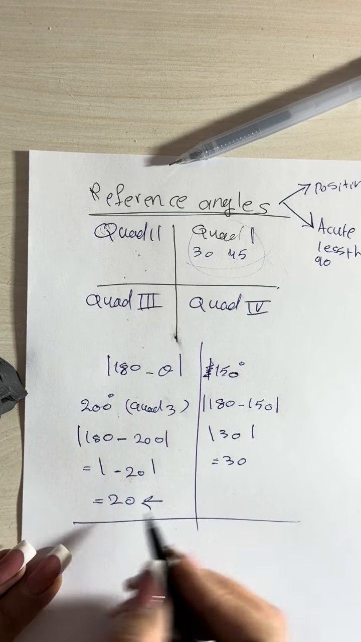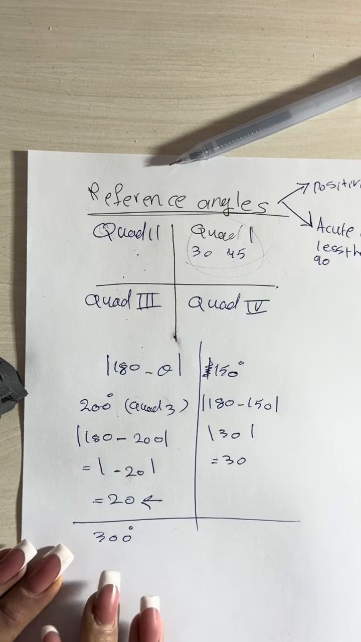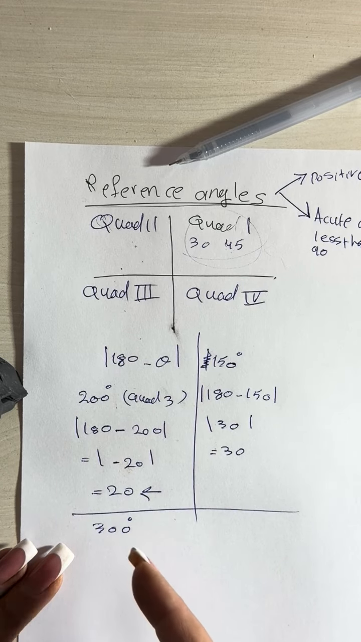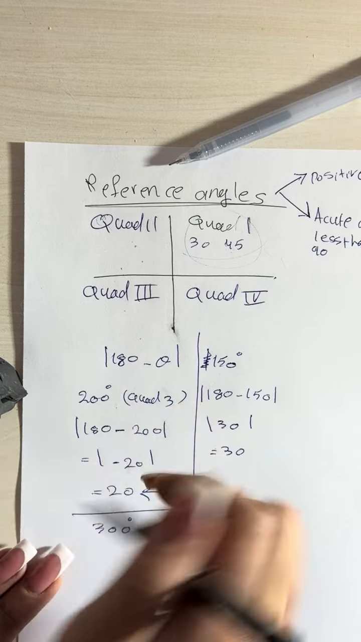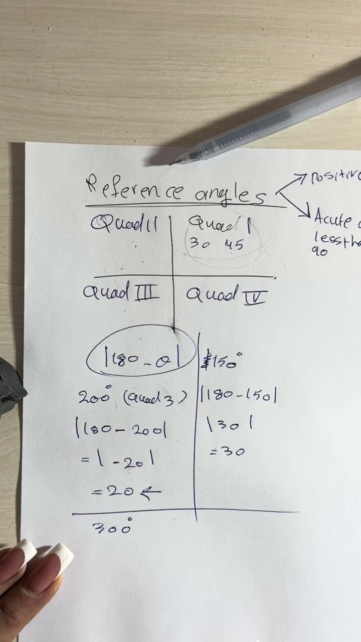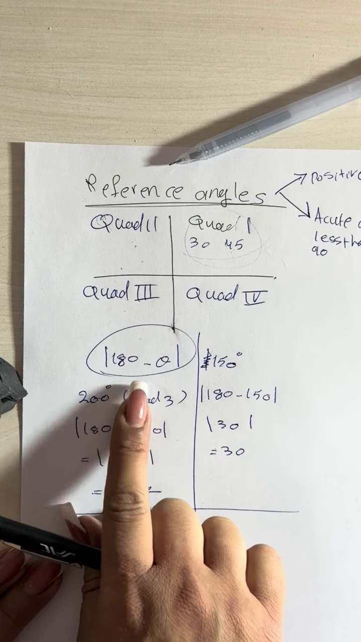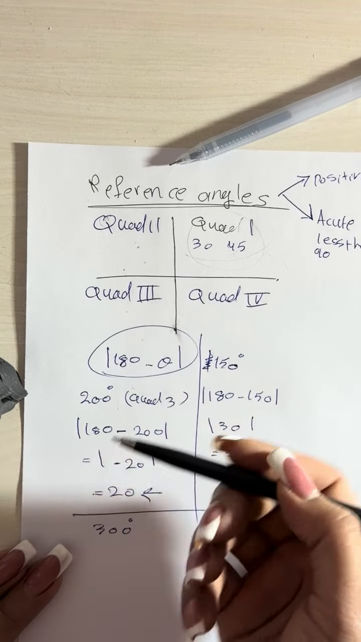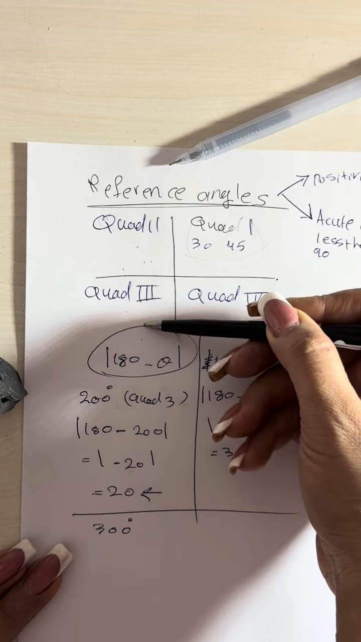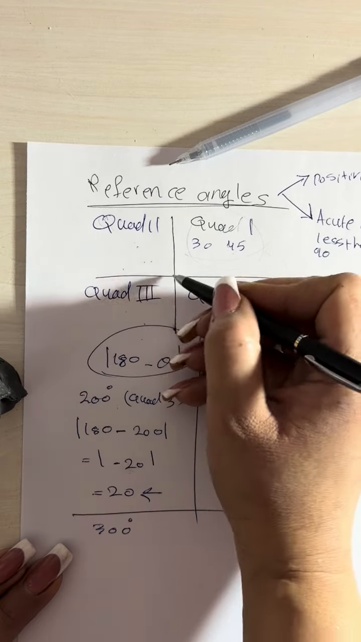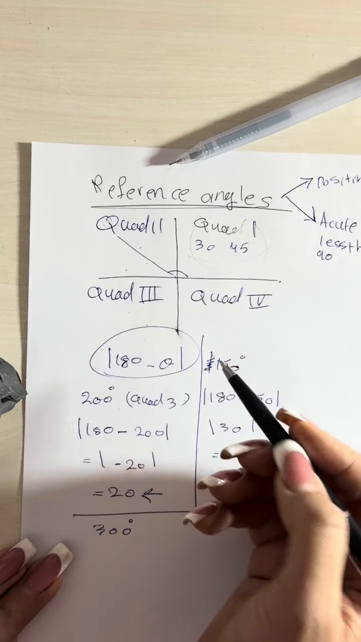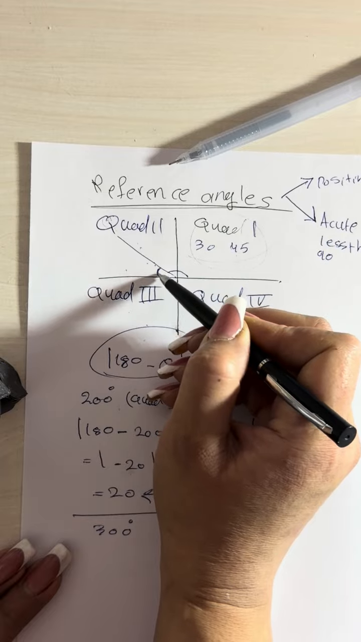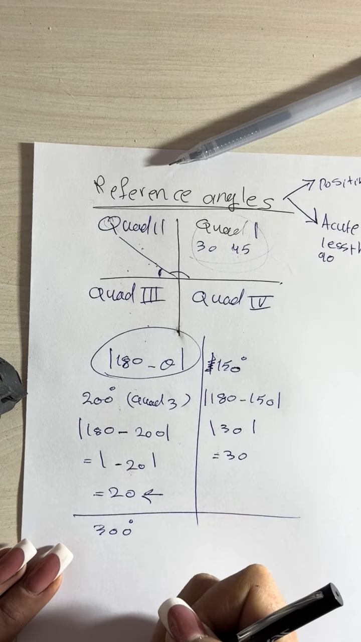Okay, what if I had an angle in the fourth quadrant? For example, if I had 300. 300, as you know, it's in the fourth quadrant. So that means I won't use this formula anymore if my angle is in the fourth quadrant. Why do I use this in second and third quadrant? Because if you have an angle, for example this angle, so that means you have only this much to reach the 180.